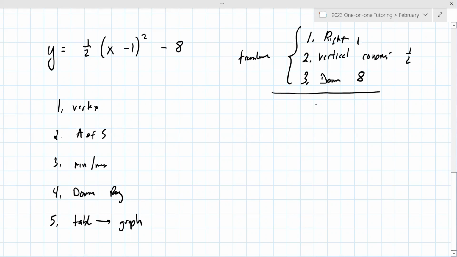Does it open up or down? Can you tell me that based on this number out in front? It will open up because it's positive. Okay, up, good. All right, go ahead with the rest of this, please. So the vertex is 1, -8, I believe.